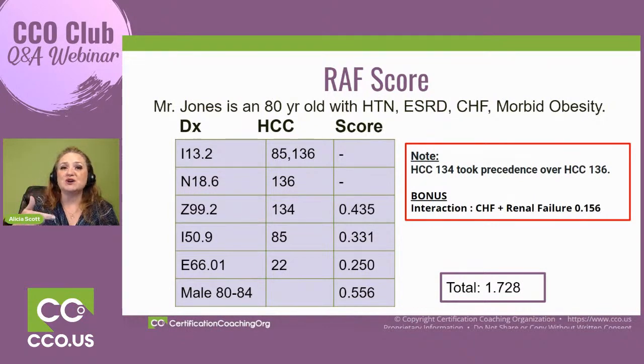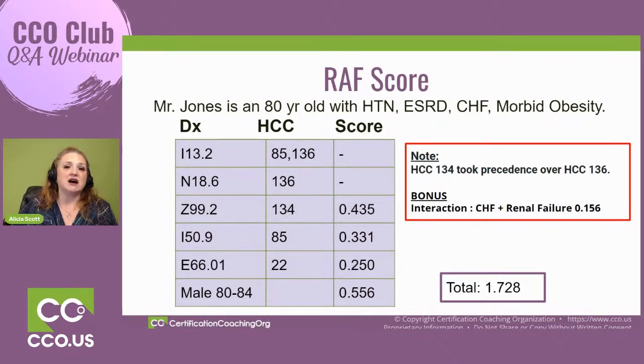And we also have Z99.2 because they're an end-stage renal disease of 0.6. That means they have to be on dialysis, and that carries a 134. 134 trumps 136, meaning it pays out more. 134 pays out more than 136, so you get to capture the one that's more costly, and that's a 0.435, which is significant, right? So then, by the way, we know they have CHF.